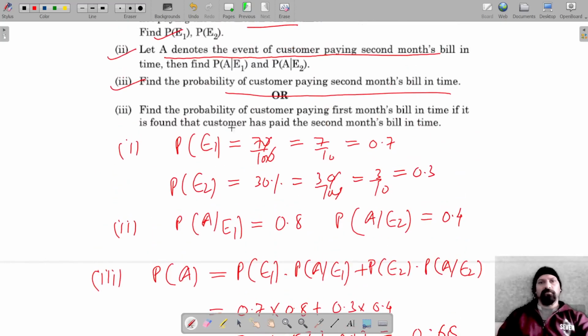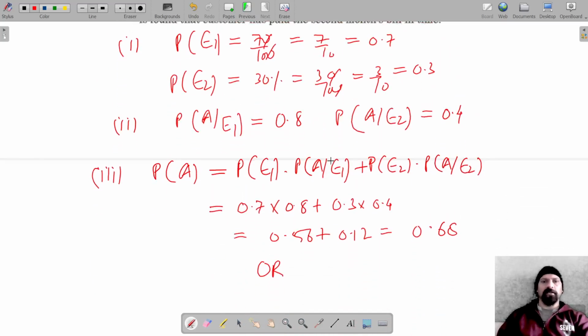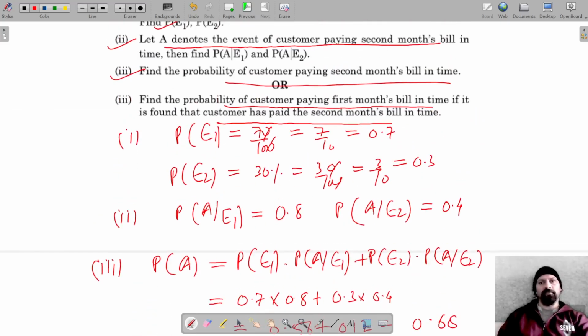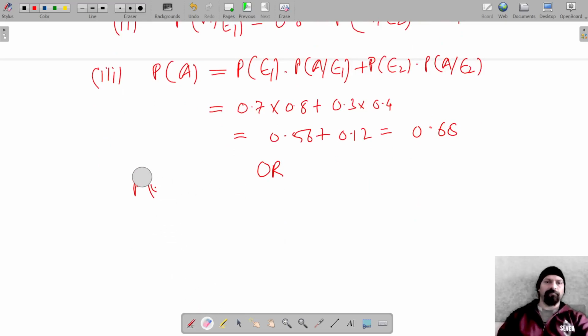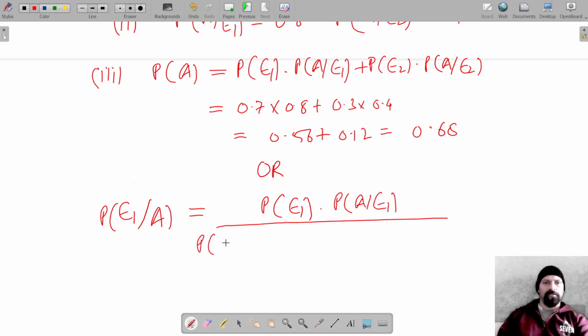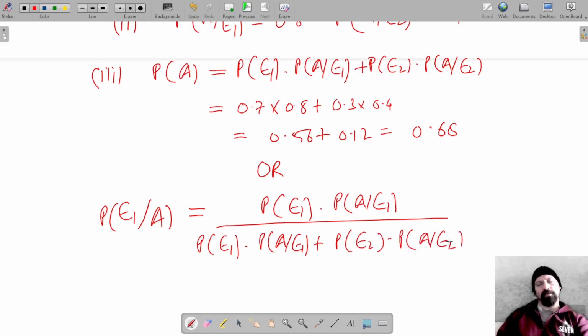Okay, now the last part. We have to find the probability of customer paying first month's bill in time, which is E1, and the condition applied here is that the customer has paid the second month's bill in time, which is A. So we have to find E1 by A, and using Bayes theorem, it's probability of E1 into probability of A by E1, divided by probability of E1 into probability of A by E1 plus probability of E2 into probability of A by E2.